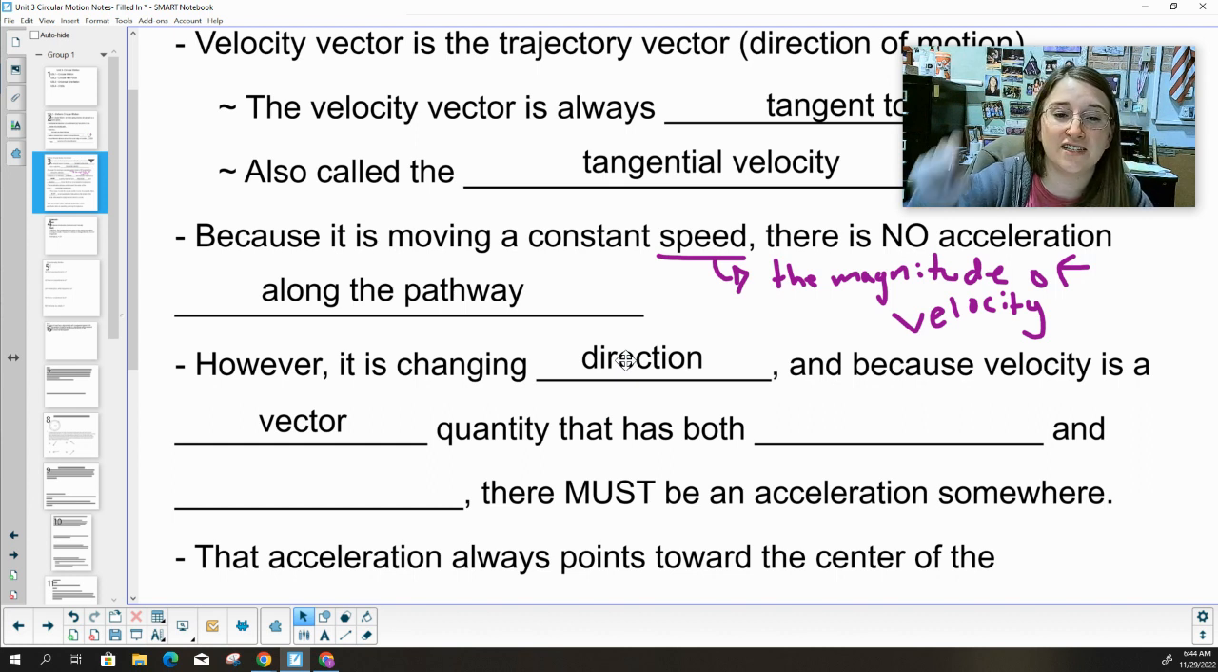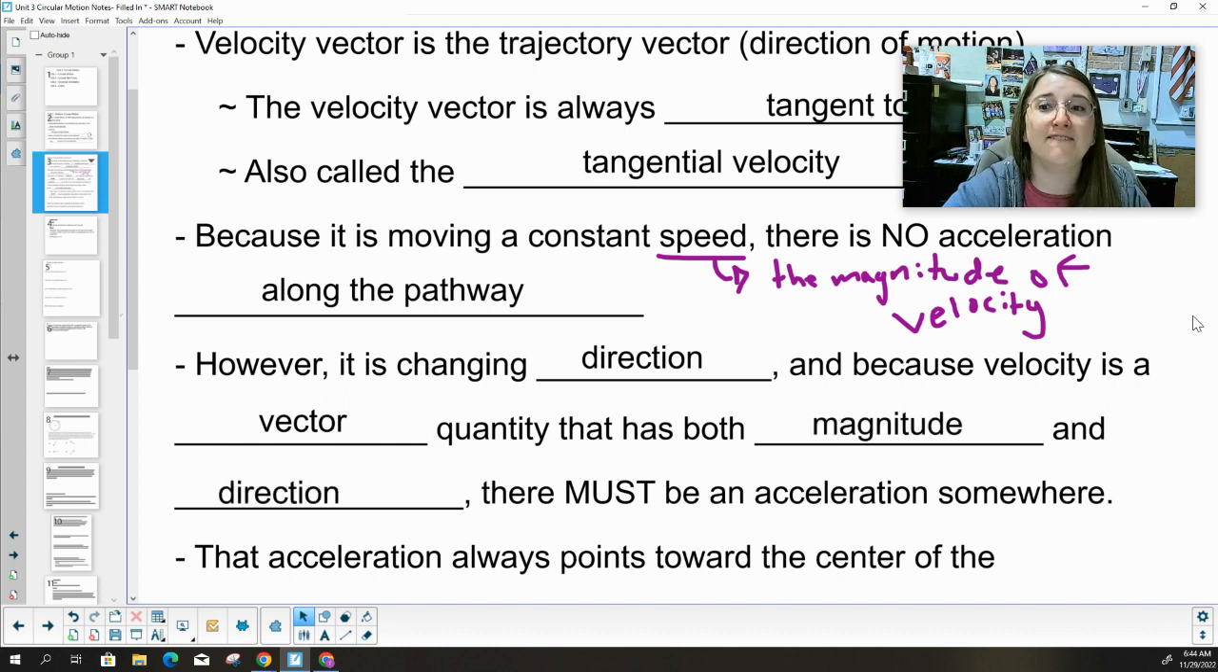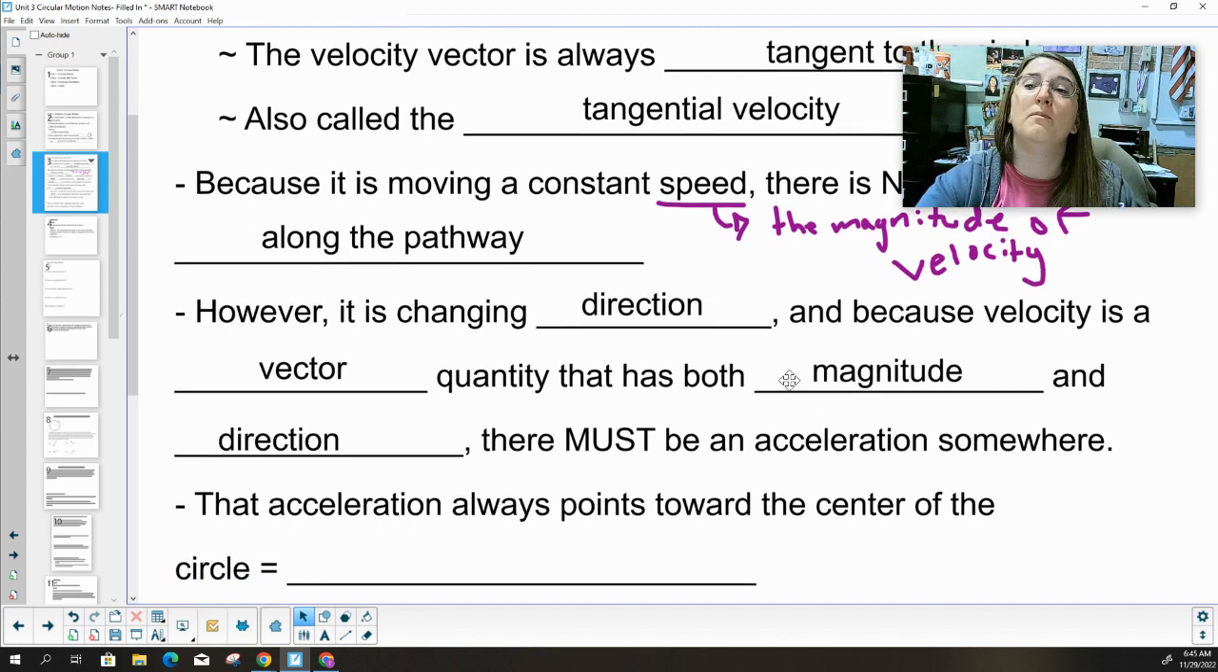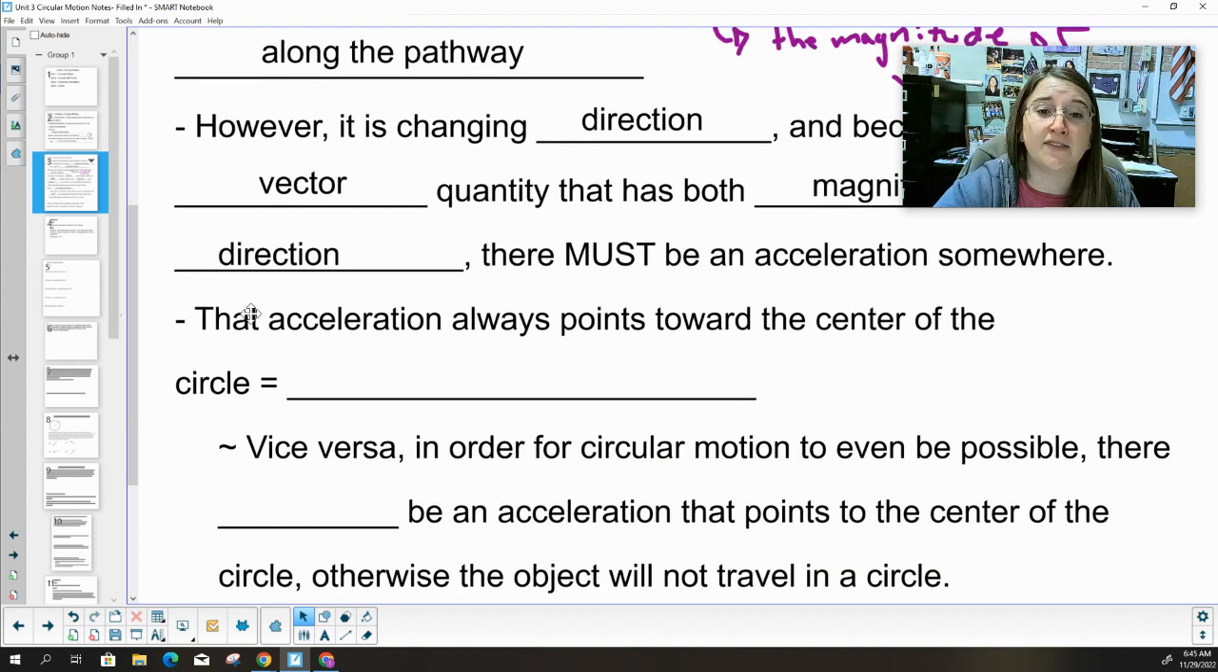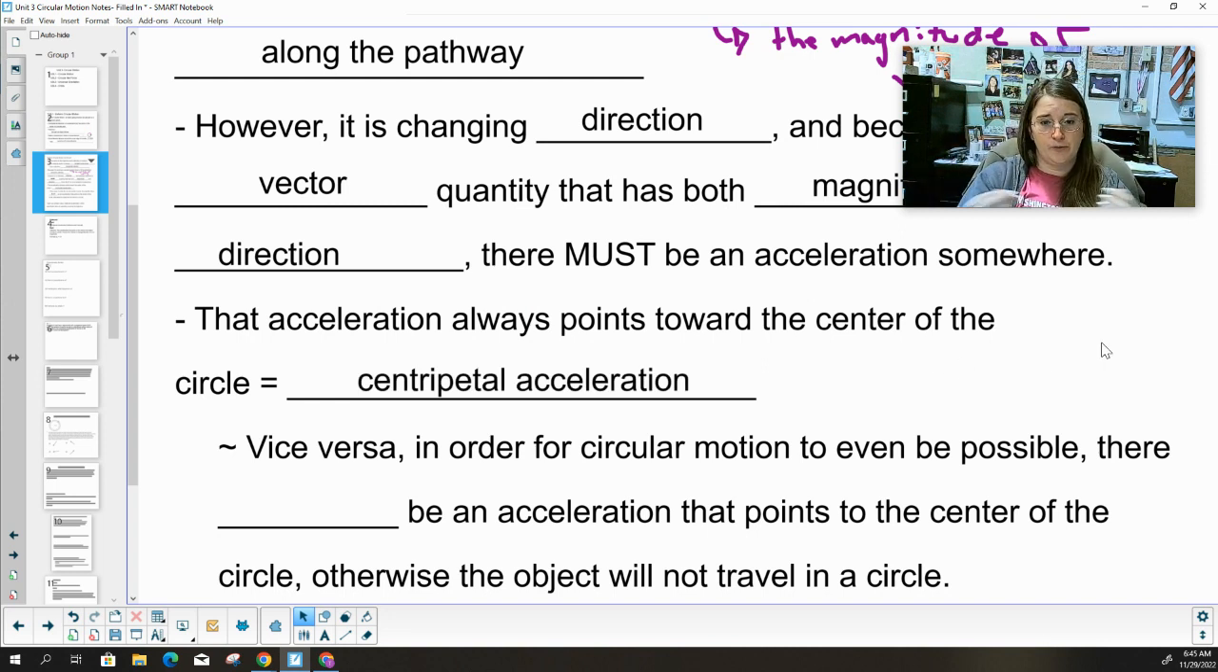And because velocity is a vector quantity, sorry, I forgot to fill that in there, what does it have? Magnitude and direction. Any vector quantity has both of these things. Acceleration is a vector. It has direction, right? Time is not a vector. Time only travels one way as far as we know. Mass is not a vector. It doesn't have direction. But acceleration and velocity do. So because it is changing direction, there must be an acceleration somewhere. Now we talked about how that acceleration always points towards the center of the circle, and again, that's the centripetal acceleration.